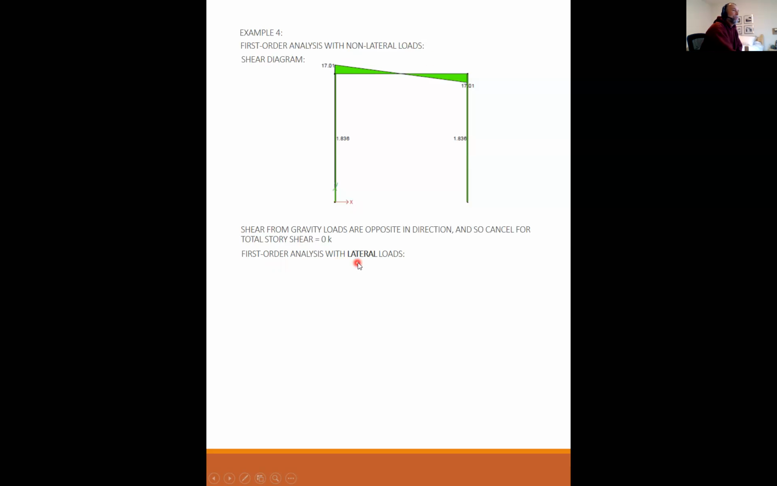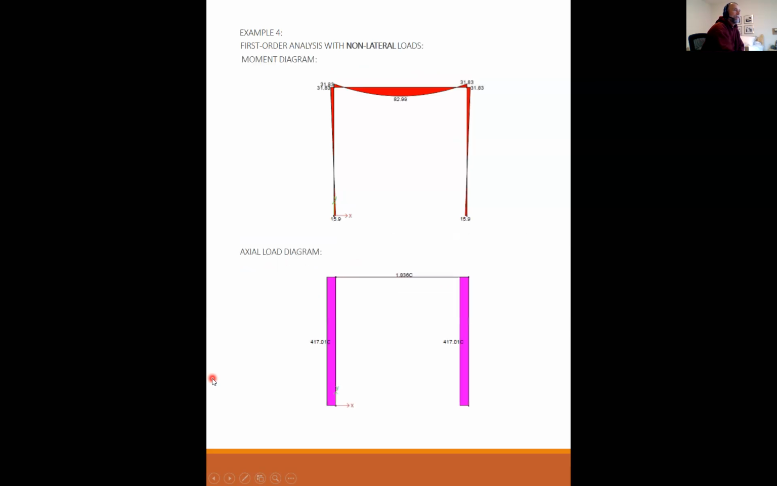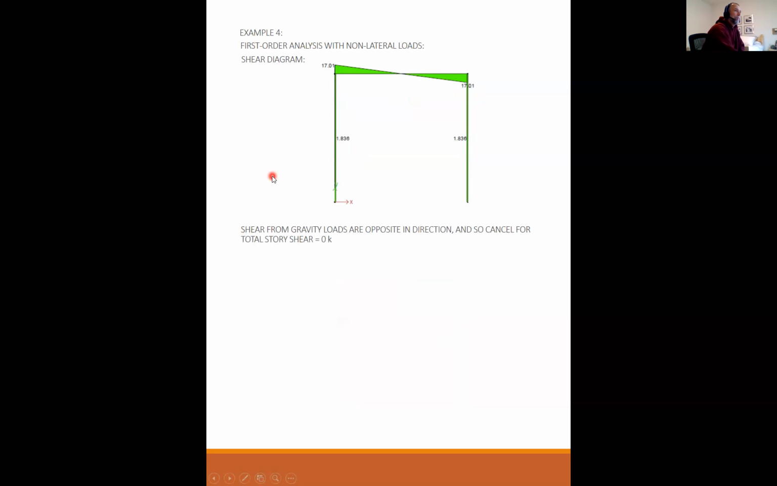Now we're going to do it again with lateral loads. So the moment diagram with lateral loads, you see these moments got much bigger. We're 37 here, 41 here, whereas with just gravity, we were at 31 and 16. So it's particularly at the bottom of the column that the moments got much bigger, because you're trying to push this over and it is bending that's keeping it from falling over. Also, the shear was only 1.8 kips.